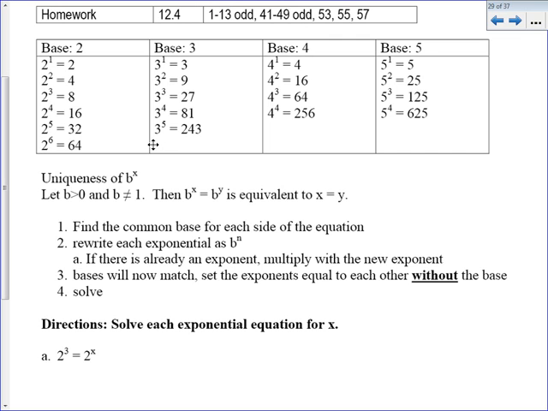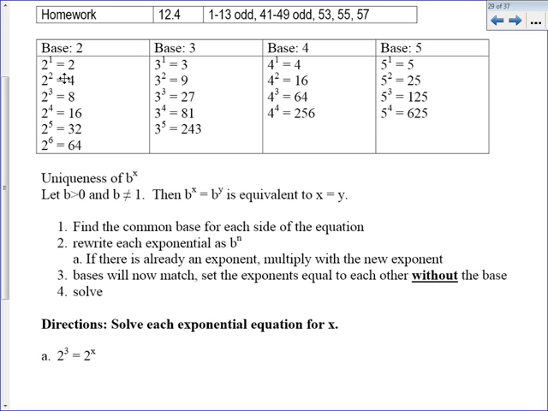And what we use is this uniqueness of b to the x property that says if I can get the same base on both sides, so they both have a big 2 or they both have a big 3, then the exponents have to be equal. That's the only way it makes a true statement. If I have the same base, the exponents also have to be the same. If the exponents are different, then the values of the two sides of the equation would be different. So we're going to use this uniqueness of b to the x.